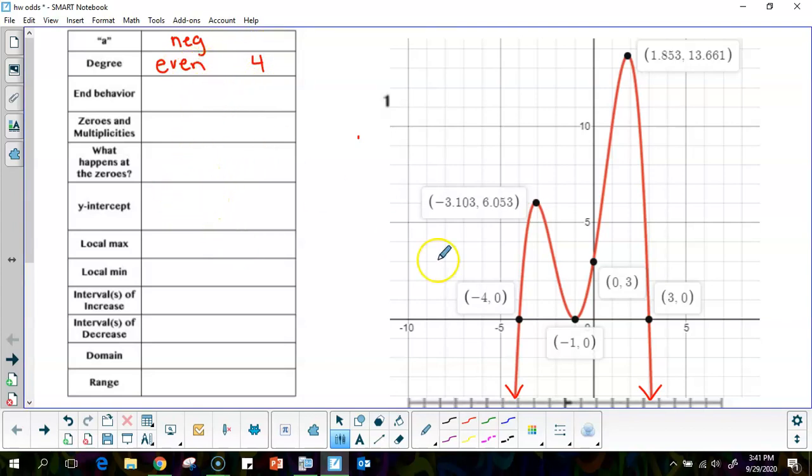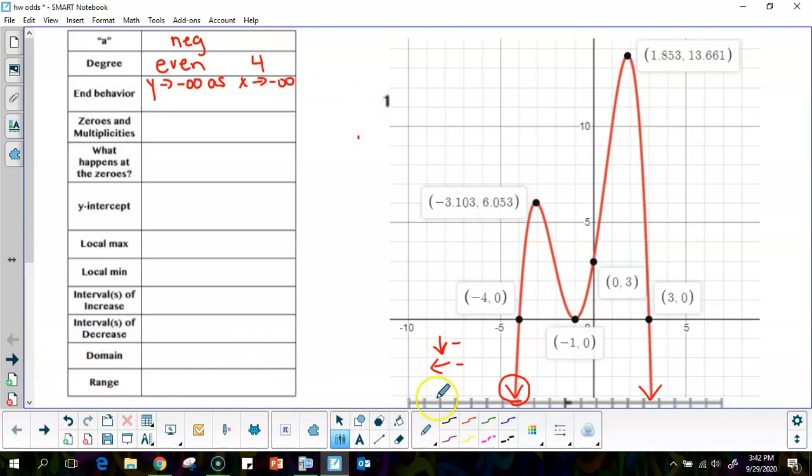So the end behavior, remember, all I'm doing is looking at the arrows. On the left side, that arrow is pointing down, and it's also going to the left. It doesn't really look like it's going to the left, but it is. There's no asymptote here, so it is going to the left. That's a negative direction and a negative direction. So my first line for my end behavior is y approaches negative infinity as x approaches negative infinity.